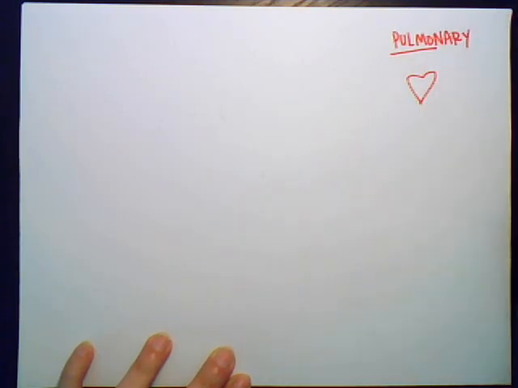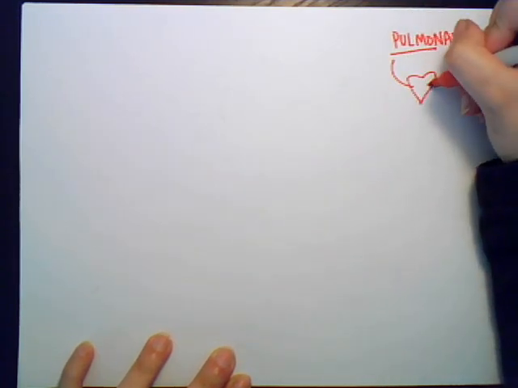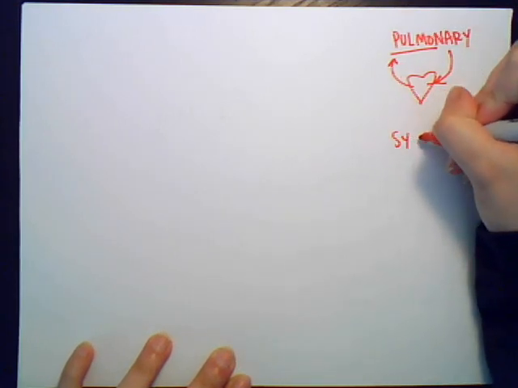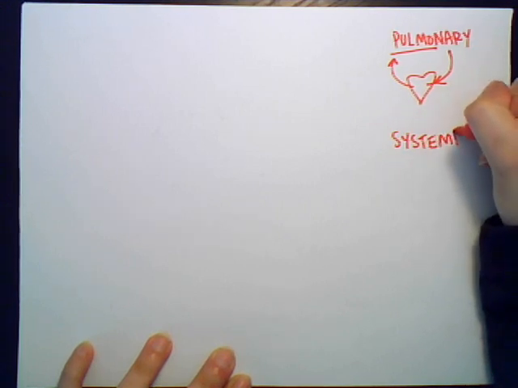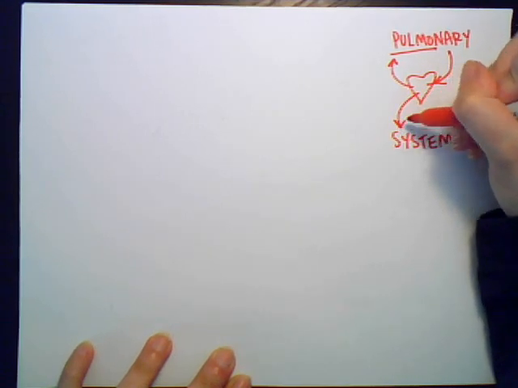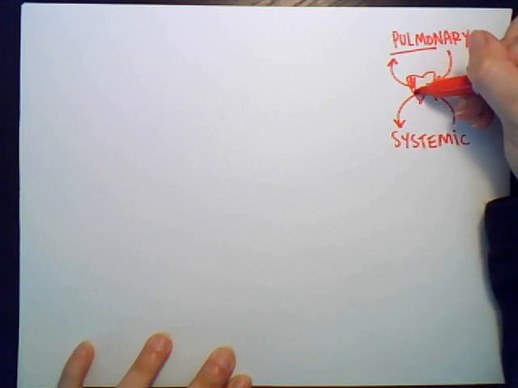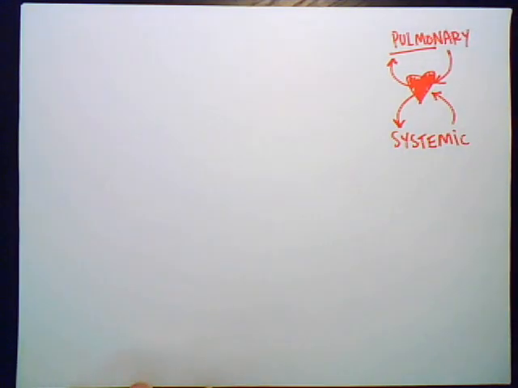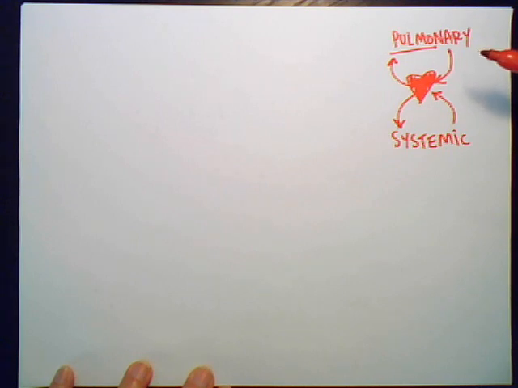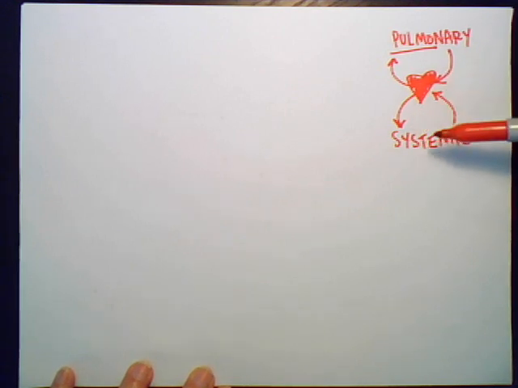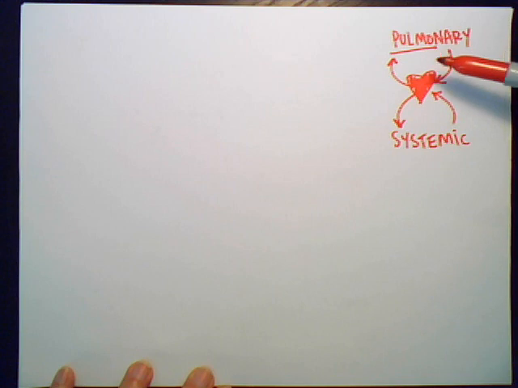which just means lungs. And the systemic. So, the heart basically has two circuits, the pulmonary circuit and the systemic circuit. The pulmonary circuit is where the heart pumps blood in order for the blood to pick up oxygen, and then it takes the blood through the systemic circuit, which is essentially the rest of your body, so that it can deliver the oxygenated blood.